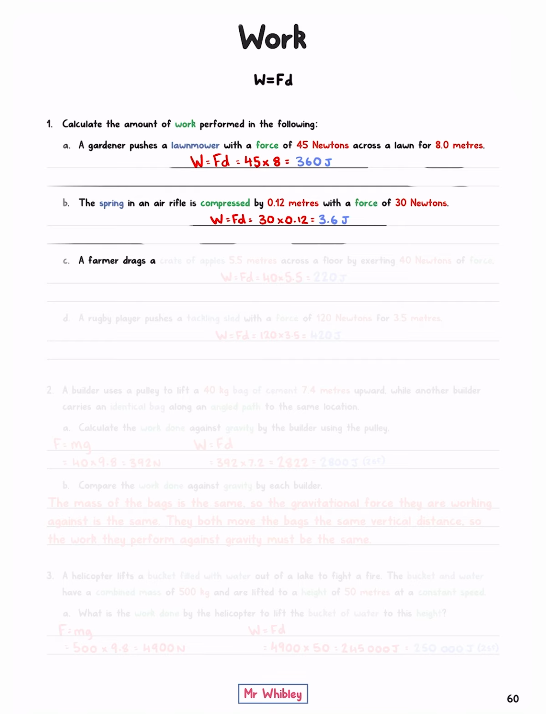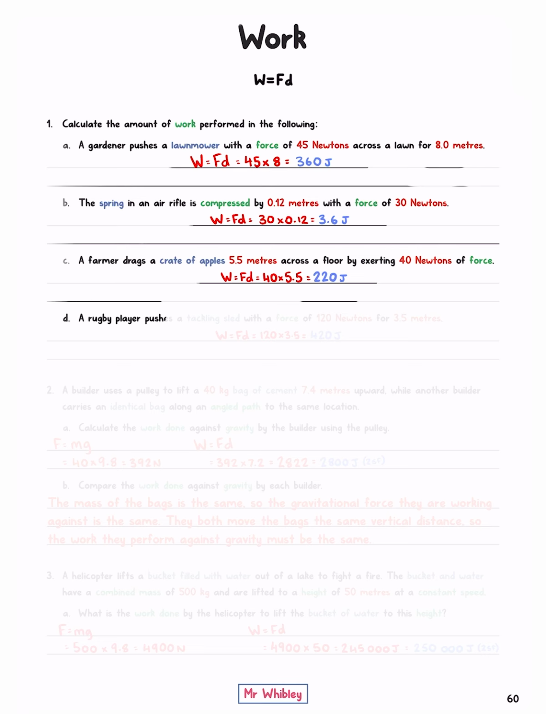A farmer drags a crate of apples 5.5 meters across a floor by exerting 40 newtons of force. Work is force times distance. Our force is 40, our distance is 5.5, which gives me 220 joules.